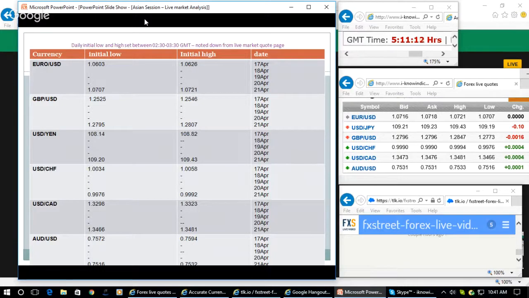So we'll come to the market reading now. I noted down the initial lows and the highs around 3:30 GMT, and we'll try to compare it now. It is around 5:11 GMT.